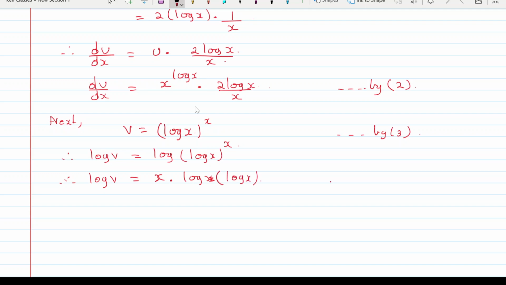Okay? This is again the same law. Log of a raised to m is m log a. Now what to do? Differentiate. So differentiate. And catch up with you.